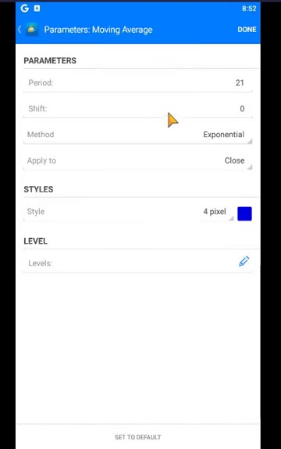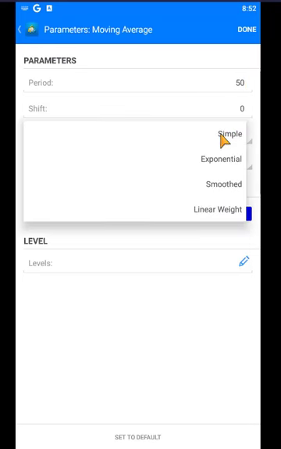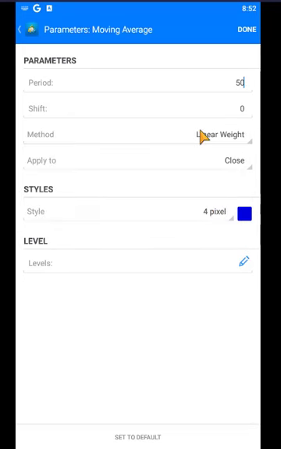So I'll click moving average, then I'll go ahead and type the settings for it. I'm using a 50 period moving average. Then I'm going to use a linear weight, linear weighted moving average, as you can see. Then apply it to close, I mean the closing price, which is the best price that you can apply any of these tools to.